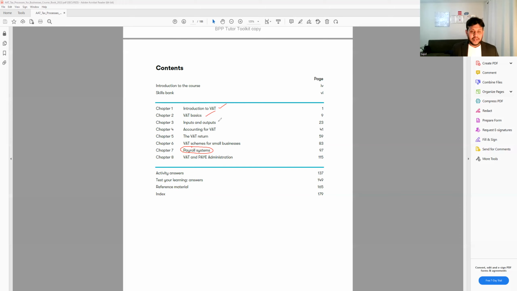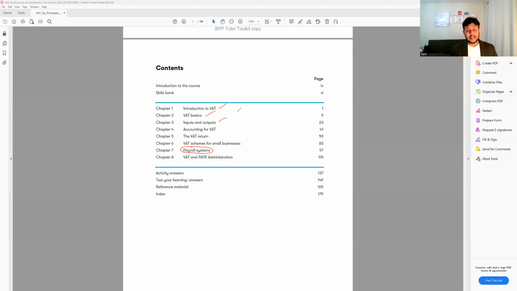In chapter number 3, we have input and output. Here we're going to look at how to calculate the VAT. For example, if I'm a business, how do I calculate the VAT on sales, how do I calculate the VAT on purchases, and how do we calculate the VAT that we need to pay to HMRC, or are going to claim back. So that is the calculation we're going to look at in chapter number 3.